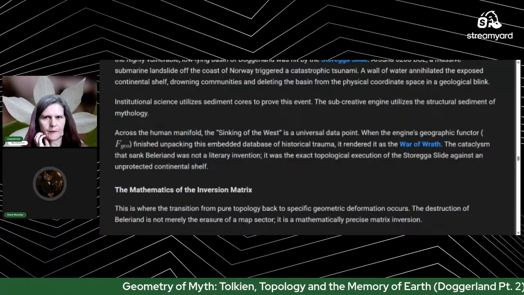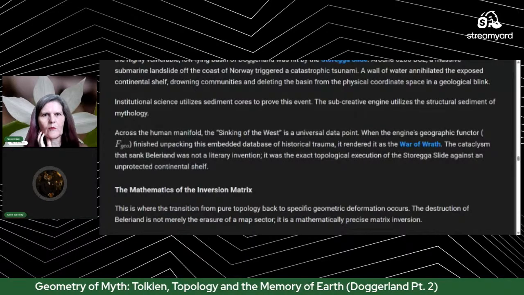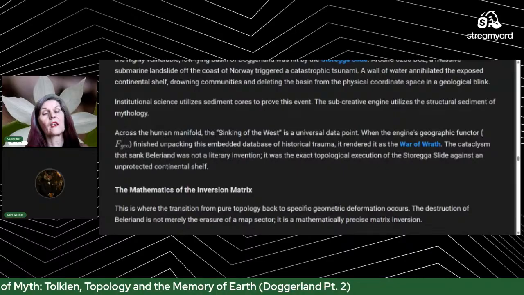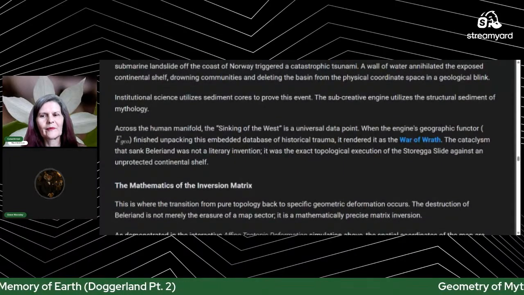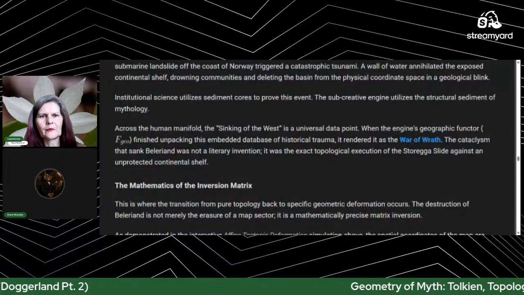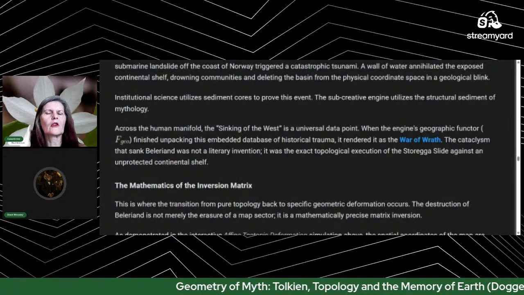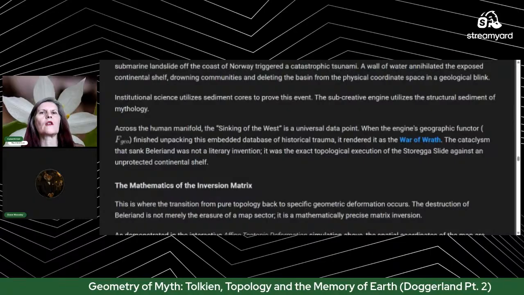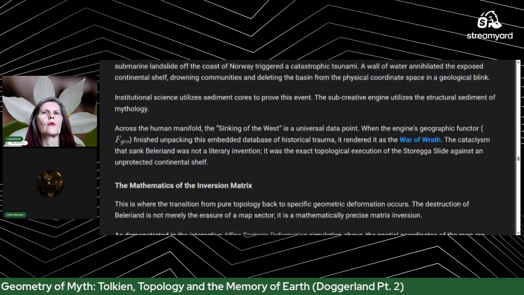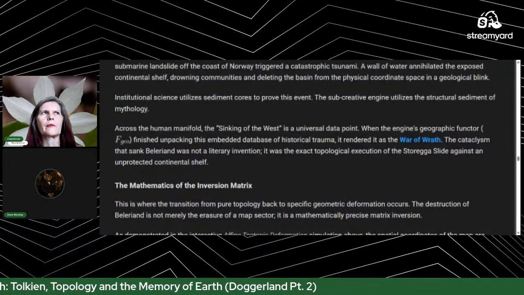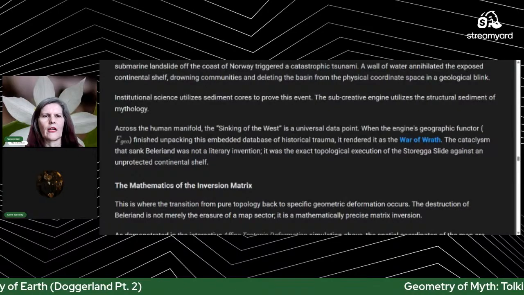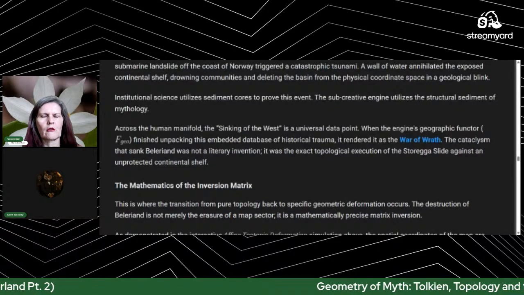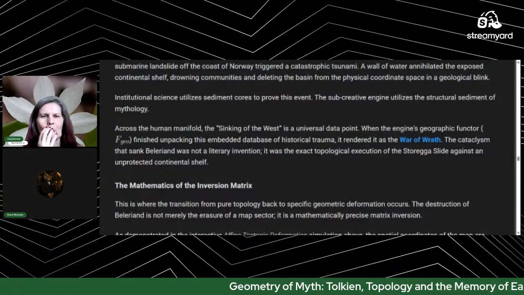Like I say here, across the human manifold, the sinking of the West is a universal data point. So that's where you get the Atlantis stories and things like that. You can't prove precisely where they came from, not just Atlantis. Even in the Bible, there's the sinking story with Noah and stuff. All of the legends talk about flooding at some point.